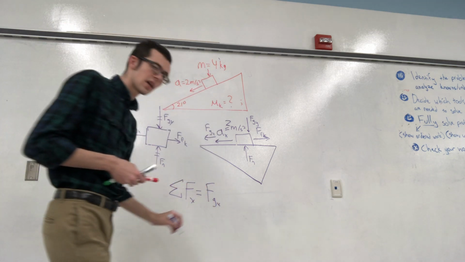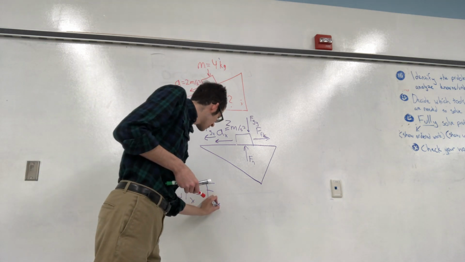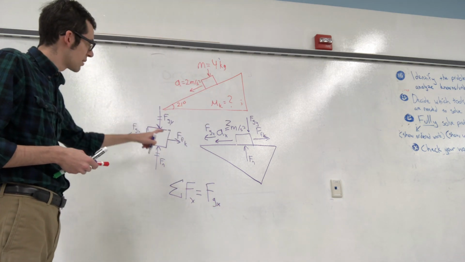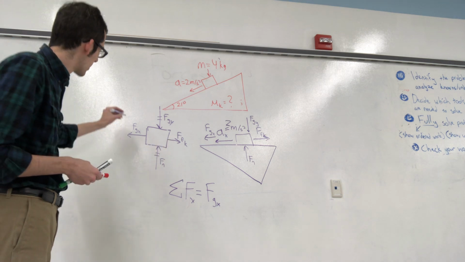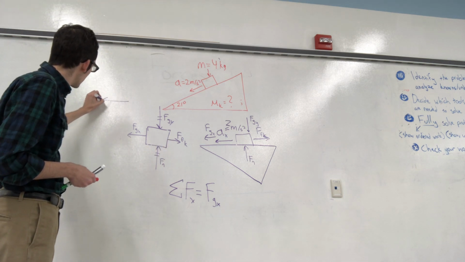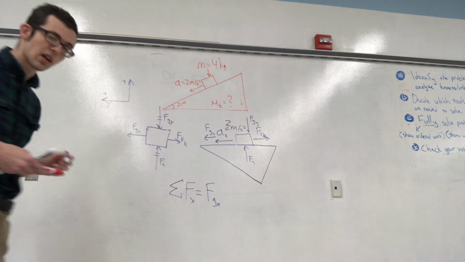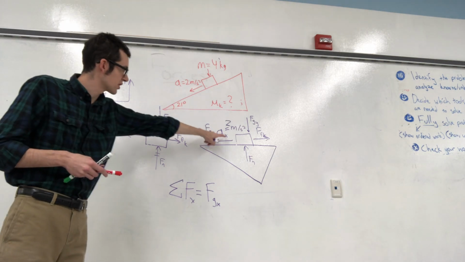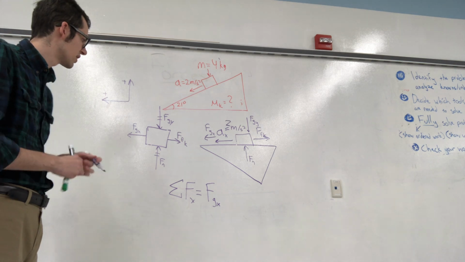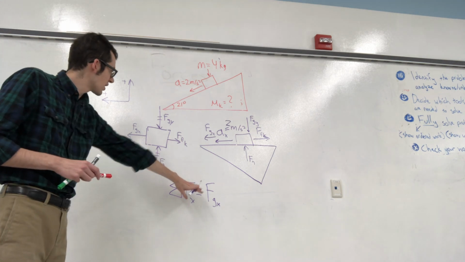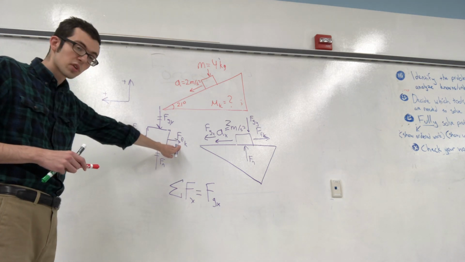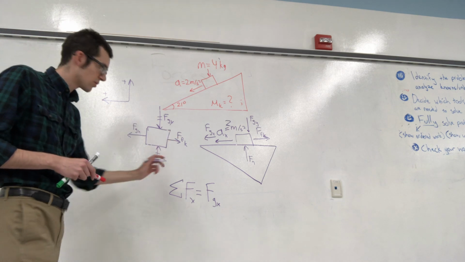Now here I should decide what's positive and what's negative. For the purposes of this problem, I'm going to consider left to be positive, and up is positive, just because I have this acceleration of 2 and I'd like to keep that a positive value. So FGX is positive, and kinetic friction is acting to the right, so I'll have that as a negative.